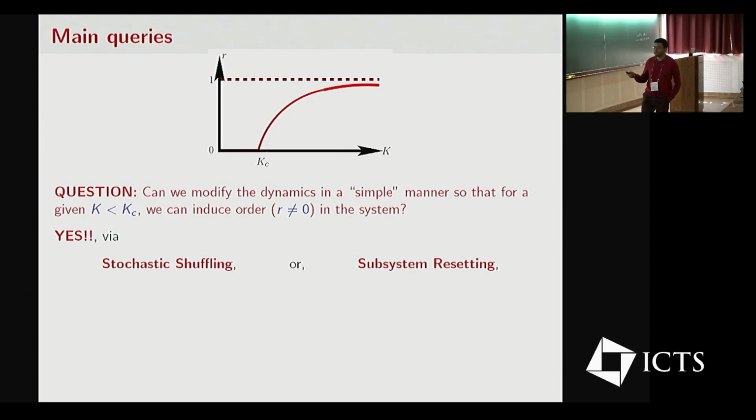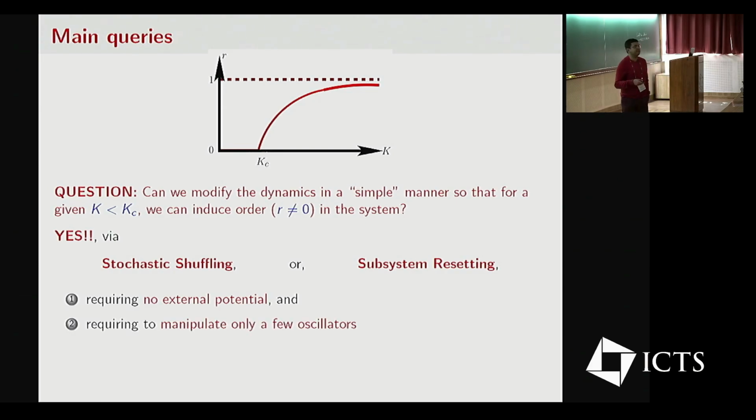There are two distinct mechanisms in which this can be done. One is the so-called stochastic shuffling, which was motivated by the experiments done by Puneet at IIT Bombay. And the second one is the so-called subsystem resetting. I'll talk about both. And the thing is that it doesn't require any external potential. You don't have to introduce an external potential, and you don't have to manipulate all the degrees of freedom. There are n of them, and you may think that I need to do something for the whole set of degrees of freedom, but I need to manipulate only a few. How few, I'll mention as I go along.